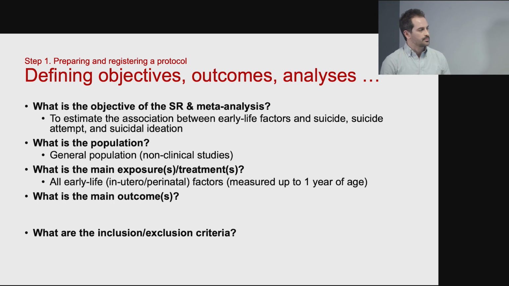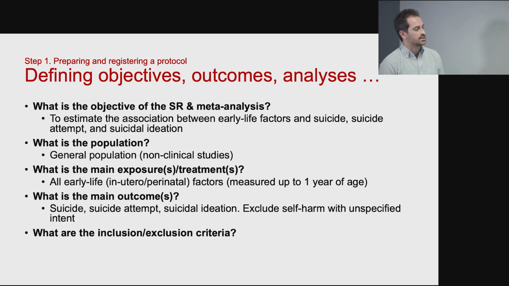What is the main exposure or treatment? Well, we focused on exposure because our independent variable was being exposed to some factors versus not being exposed. So, for example, we selected very generally all early life factors, defined as in utero or perinatal factors. We also defined that those factors had to be measured up to 1 year of age. As main outcomes, we decided to use suicide, suicide attempt, and suicidal ideation. We defined to exclude, for example, self-harm where the intent of the self-harm was not specified in the study. So if you read the method section, you found all this information that I reported.